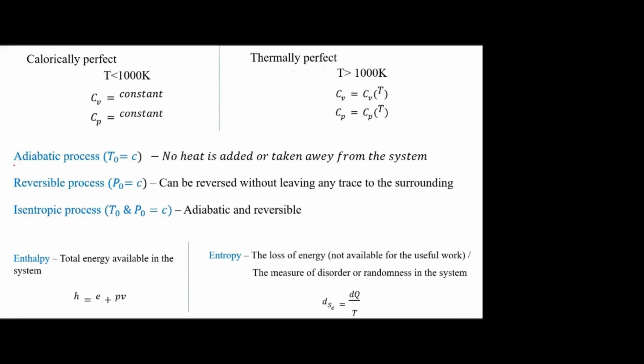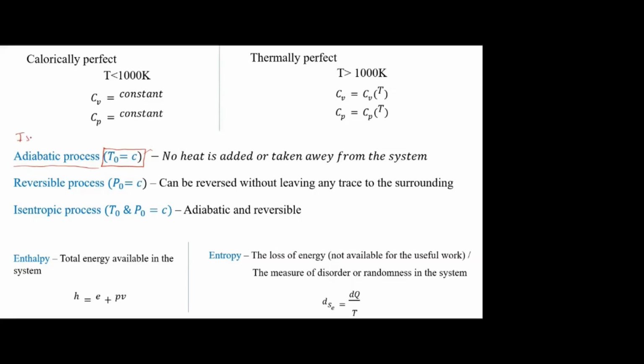So the first one is adiabatic. Definition, you know, no heat is taken away from the system, but the important one is the condition: T0 is constant. Okay, stagnation temperature is constant. This is very important. You might not have studied this in thermodynamics, but throughout this AD2 we will use these conditions. So for an adiabatic process there is no heat added or taken, so T0 is constant.